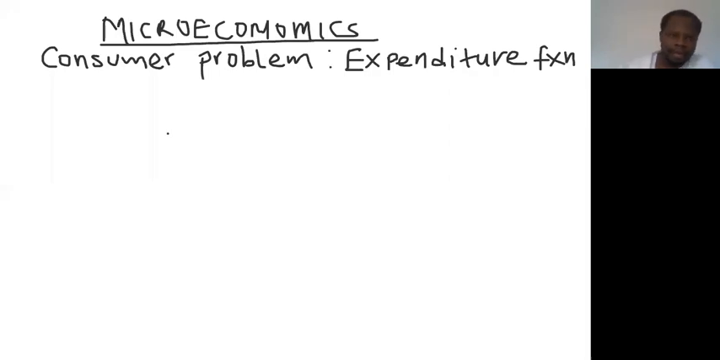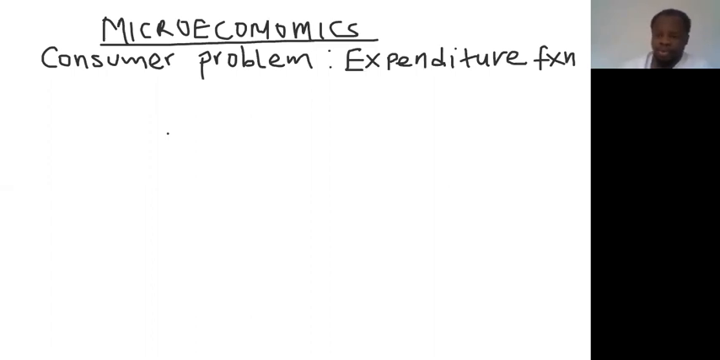Good morning, guys. So in our previous discussion, we looked at the direct utility function and the indirect utility function. In this video, we are going to look at a second approach, that is what we call the expenditure function. With respect to the expenditure function, we ask this question: what is the minimum level of money expenditure that a consumer must make in order to achieve a given level of utility?